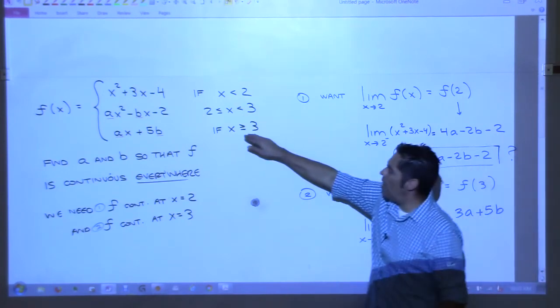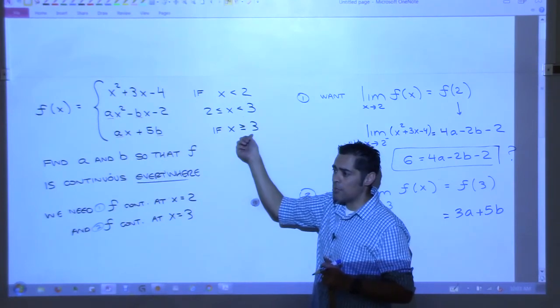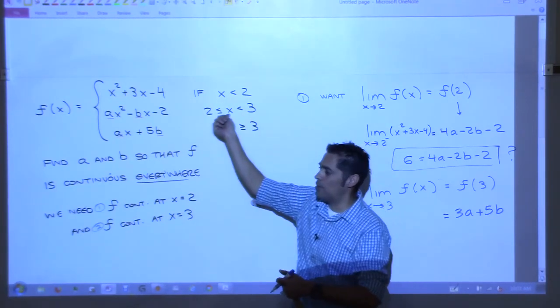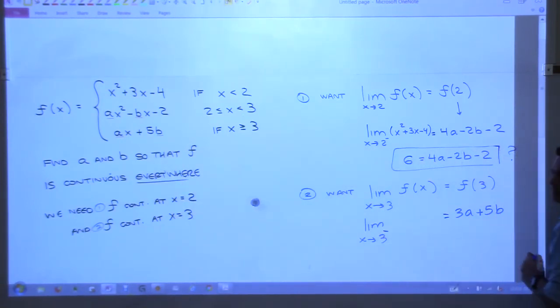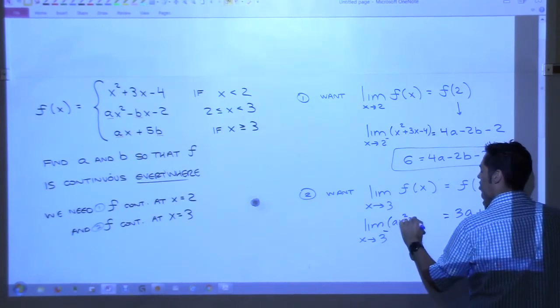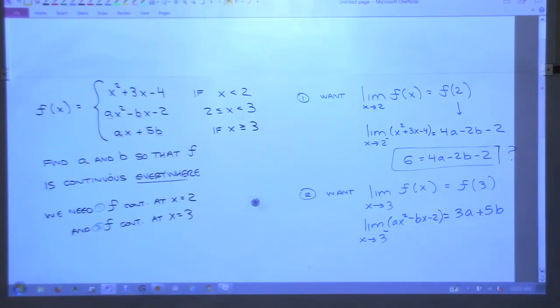So the bottom function I just used, didn't I? And that was greater than or equal to 3. So I should use the function that's on the other side of 3, which would be this one, right? Yep. So that should be the left-hand limit. So I should do the left-hand limit of ax squared minus bx minus 2, and then do a direct substitution of 3 into this.